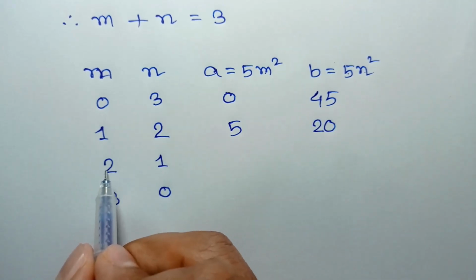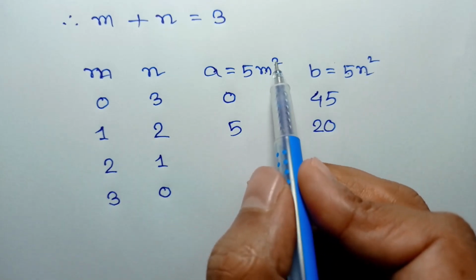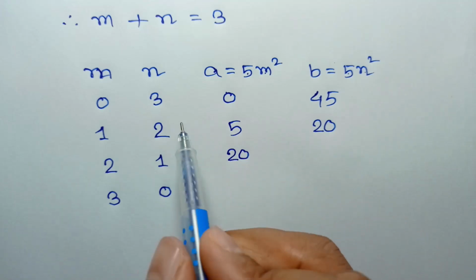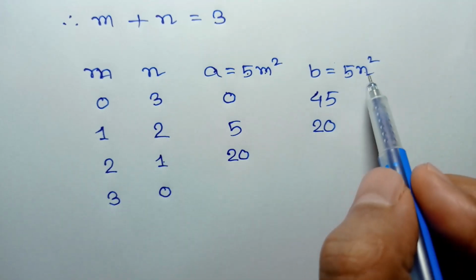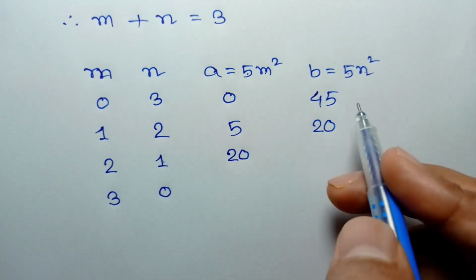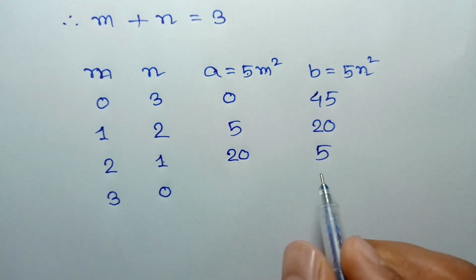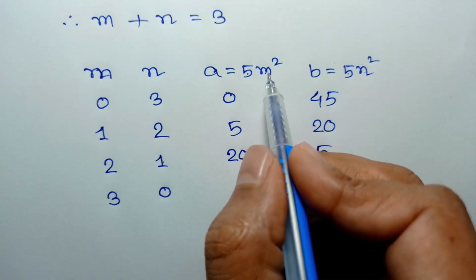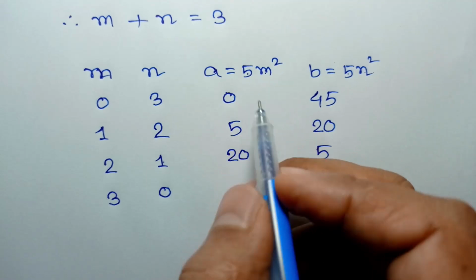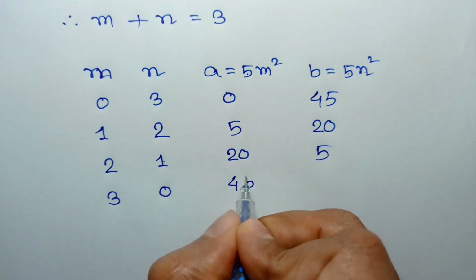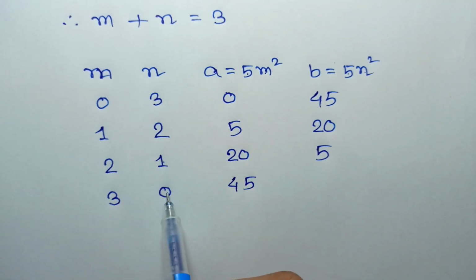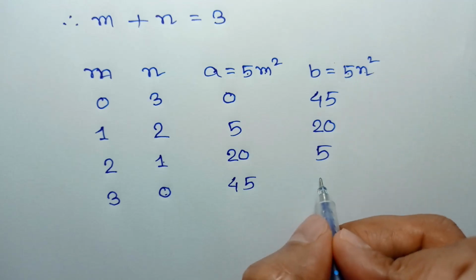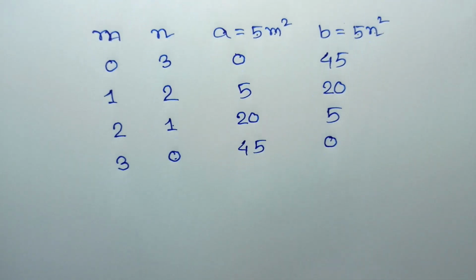When m is equal to 2, then 2 square is equal to 4, 4 times 5 is 20. And when n is equal to 1, then 1 square is 1, times 5 is 5. When m is equal to 3, then 3 square is 9, 9 times 5 is 45. And when n is equal to 0, then 0 square is 0, times 5 is 0.